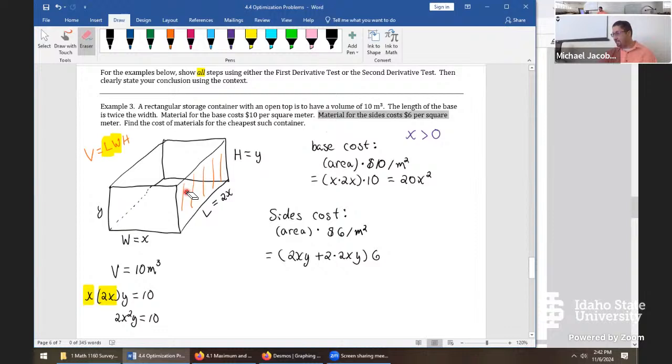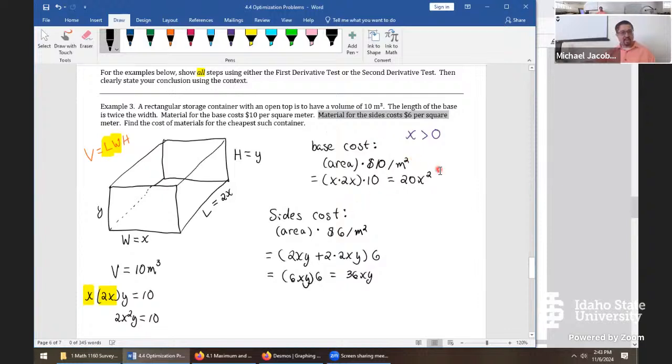Okay, let me just see if I can carefully reset the highlighting here. There we go. Let's continue to simplify this just to see what we get. So inside the parenthesis, we have 2xy plus 4xy, so it's 6xy altogether, multiplied by 6. So the side's total cost is 36xy.